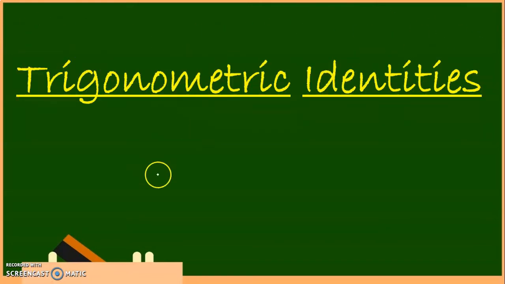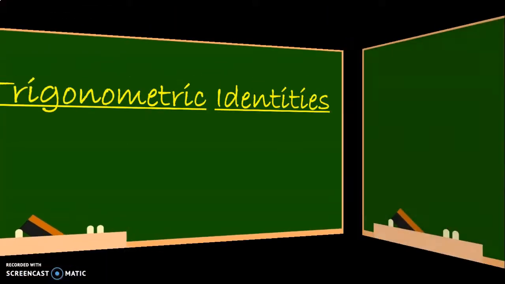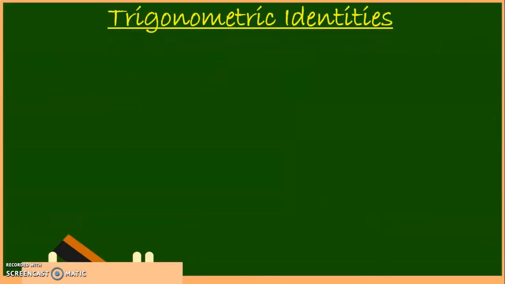Hello dear students, today we are going to derive the trigonometric identities and we will solve some of the questions based on those identities. See, the first trigonometric identity is sin²A + cos²A = 1. So first of all, let's prove this identity.